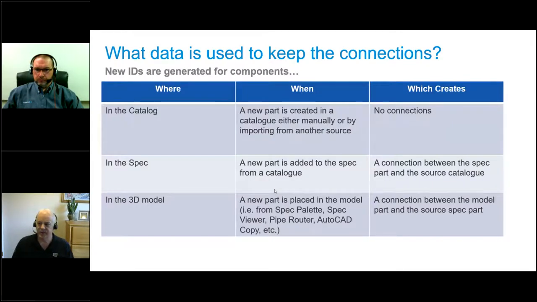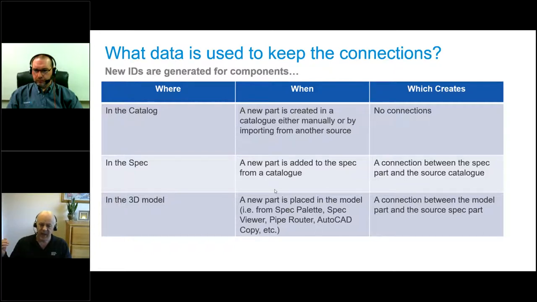So how do those connections get created, and when do they get created? Well, when you create an item in the catalog, in your Plant 3D catalog, when a new part is created in the catalog, it gets its ID. It gets that long GUID ID within the catalog, which is the part size record ID. And there's no connections at that point because it just exists in the catalog. But when you take a part from the catalog and add it to the spec, at that point, the connection is made because that ID is used from the catalog and placed into the spec itself.